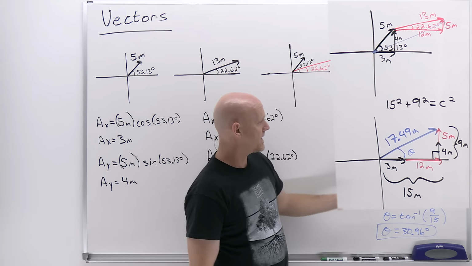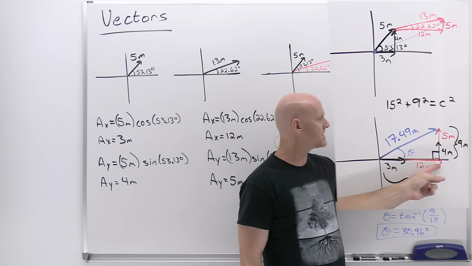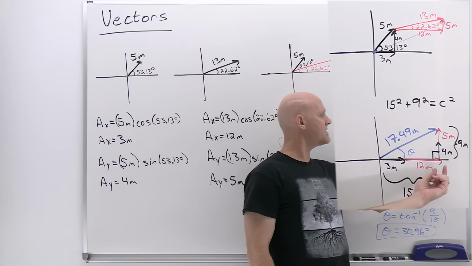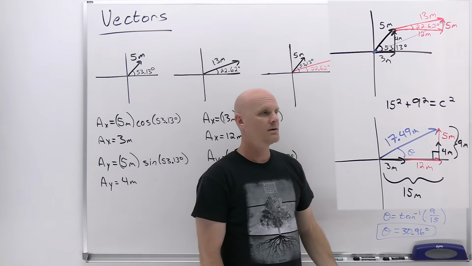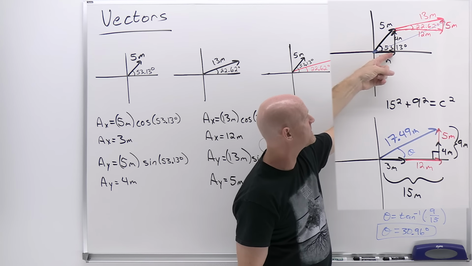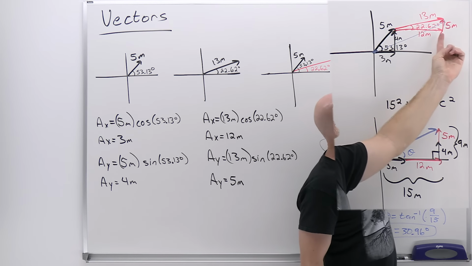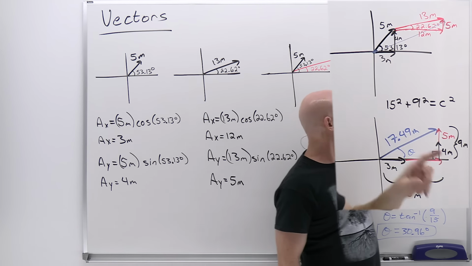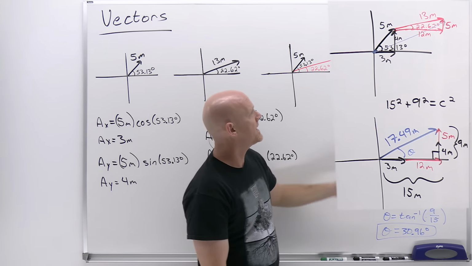Or I could travel 3 meters in the positive x direction, followed by 12 meters in the positive x direction, followed by 4 meters in the positive y direction, followed by 5 meters in the positive y direction. Or I can scramble this up. I could travel 3 meters in the positive x, followed by 4 meters in the positive y, followed by 12 meters in the positive x, followed by 5 meters in the positive y, and I still would have ended up in the same place.